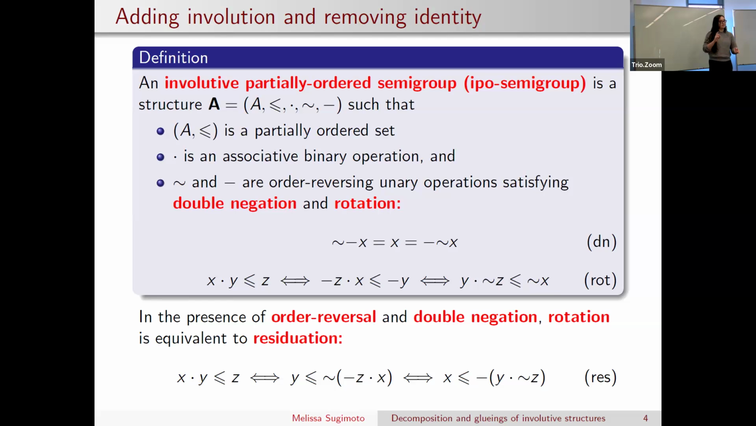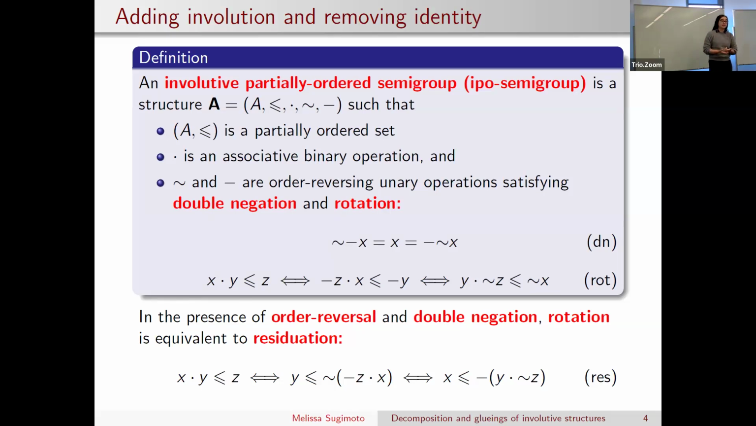And instead of those left and right residuals, we have two order reversing unary operations, we call them tilde and minus, and they satisfy two properties. The first property is called double negation, which is that tilde minus x is equal to x, or it's also equal to minus tilde x. So applying minus after tilde and tilde after minus cancel each other out.